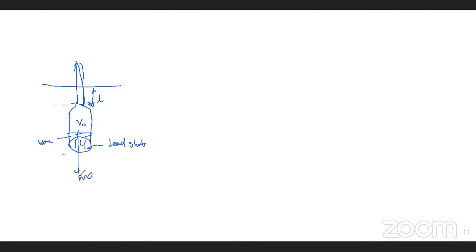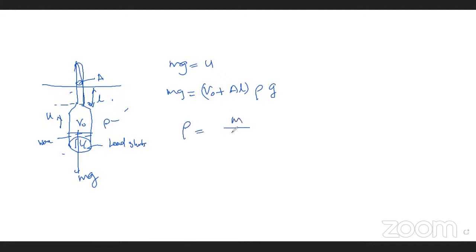Weight of this is mg, plus F1 is 0. We take the cross section area here, and this is the liquid of density rho. So when it's floating, you can write that mg equals upthrust, which is the density times volume. That's V naught, the volume of this bulb, plus the volume of this stem, which is cross section area multiplied by L. It is V. So you can write rho equals m over V naught plus A L.